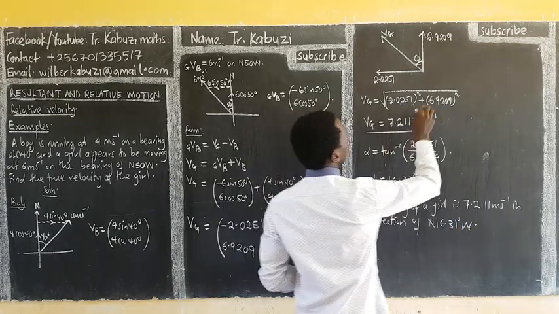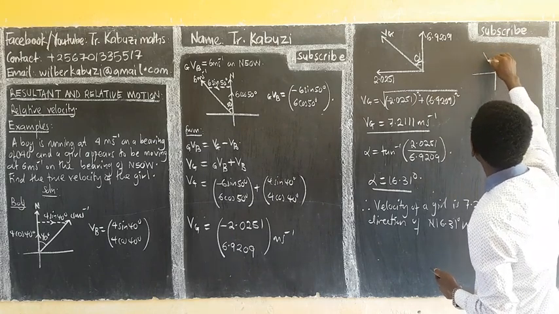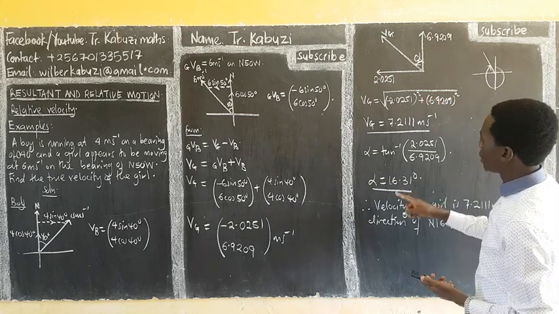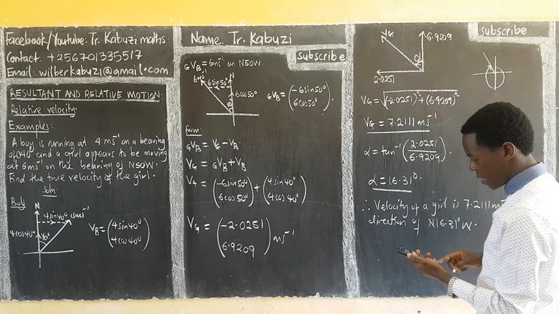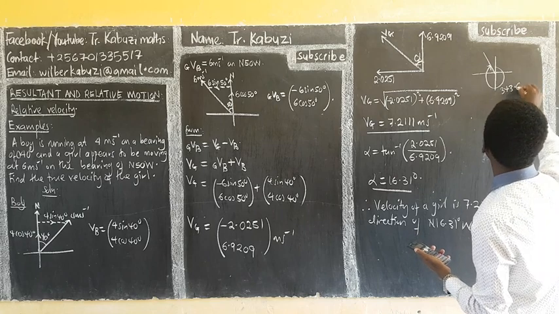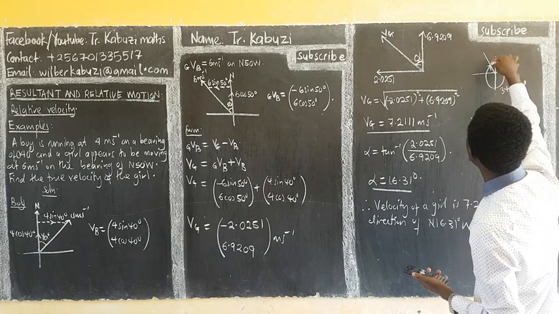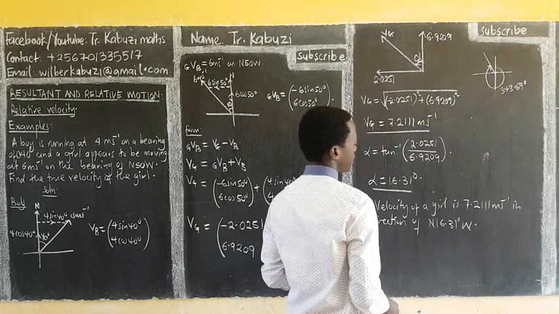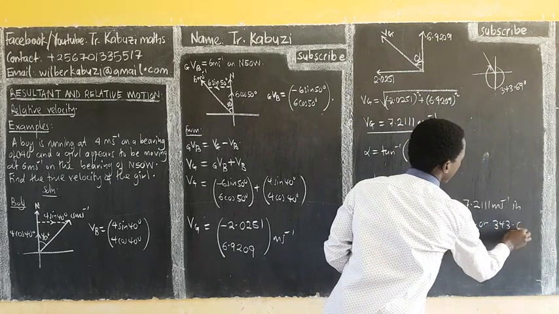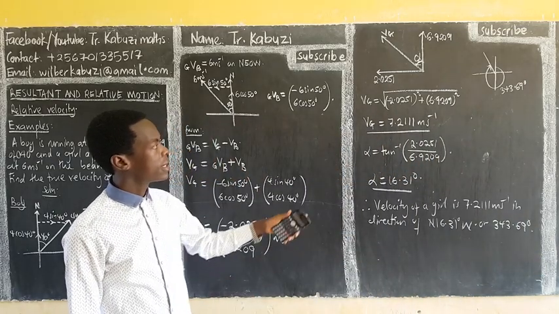Or what you can do, you can give the bearing, and then you give the whole of this from here up to there. You just get 360 minus this, so this will be 343.6 degrees. So you either give the whole bearing from here, or you describe that one. It's up to you. You give one, don't put both. So this one was just to show you.